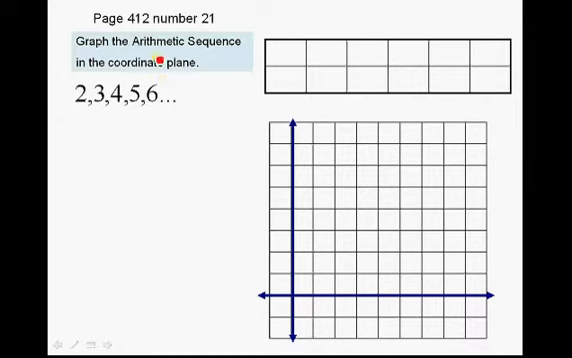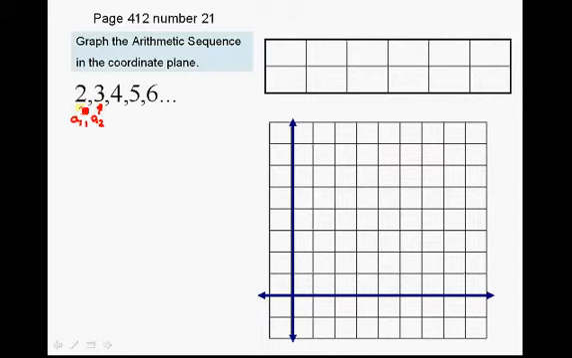It says graph the arithmetic sequence in the coordinate plane. So they give a sequence: 2, 3, 4, 5, 6. Now remember, this is a sequence. In the sequence, each of these numbers is considered a term. And this first term is considered a sub 1, right? The second term is a sub 2. See, that sub 2 tells you its location in the sequence, right?